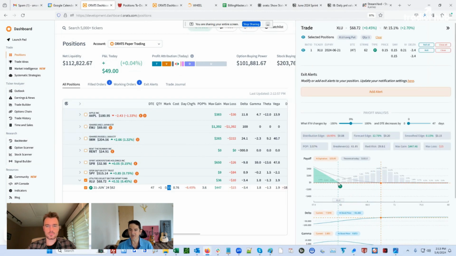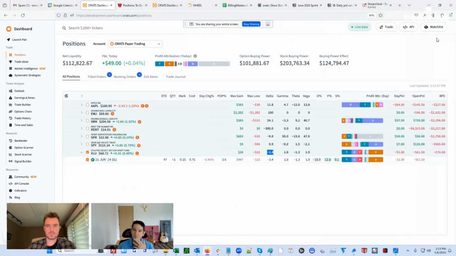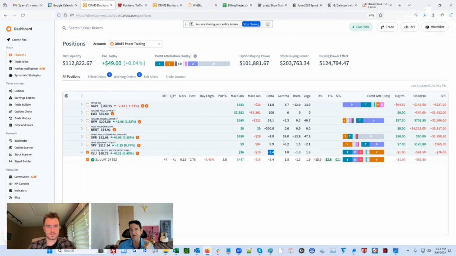So XLU is kind of the opposite, right? It's negative delta, meaning in order for this to make money, we want this to go down, since we're long an out of the money put. And then what I'd like to look at are the Greeks. For this XLU, it's funny because it's opposite. So instead of being negative gamma, we're positive gamma, because we own options. When you own options, you're positive gamma and you're negative theta. So it's costing us. And we're long options, so we're long Vega.